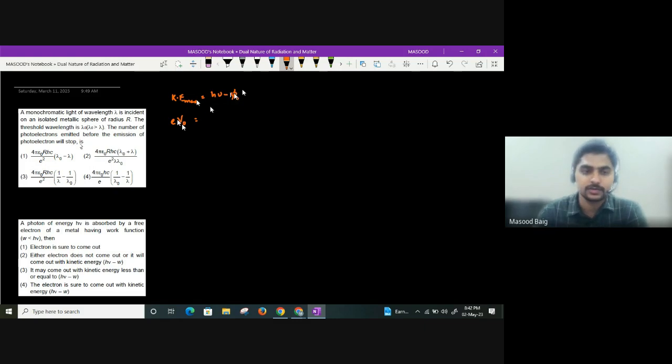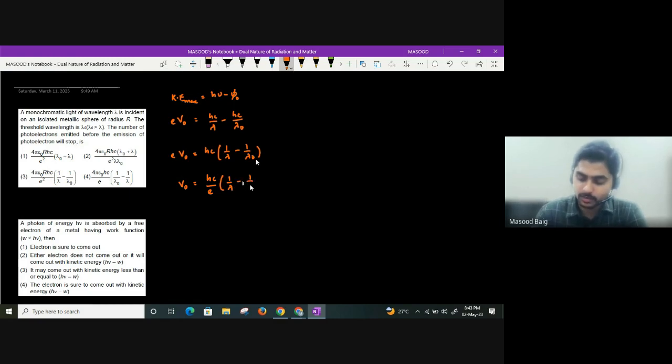What is the wavelength given as? The wavelength of incident light is given as lambda, and the threshold wavelength is given as lambda naught. So we can write hc by lambda minus the threshold work function, which is hc by lambda naught. I can also write work function as h nu naught, where nu naught is the threshold frequency. So E V naught, if I take hc common, is hc times 1 by lambda minus 1 by lambda naught. From this, V naught will be hc divided by E into 1 by lambda minus 1 by lambda naught. Yes or no? We got this situation.